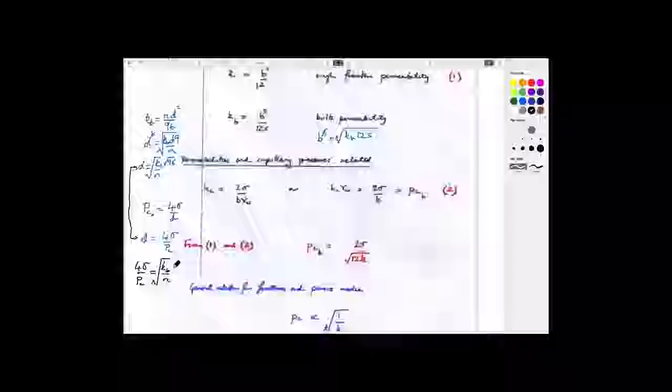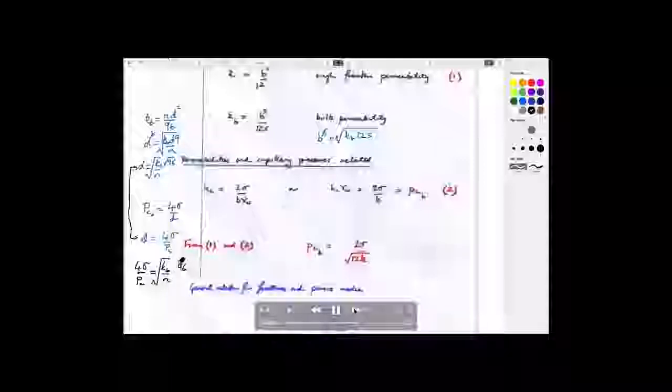Let it run a few seconds more. It will run. Okay.